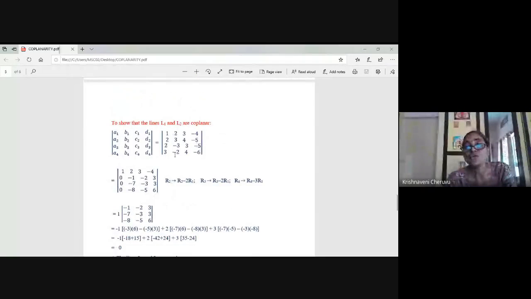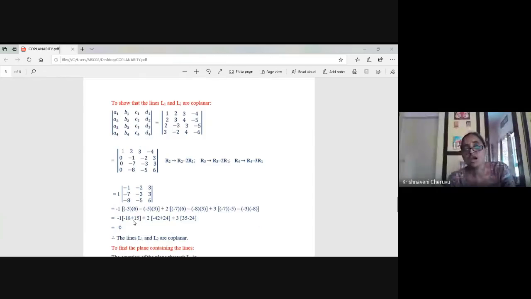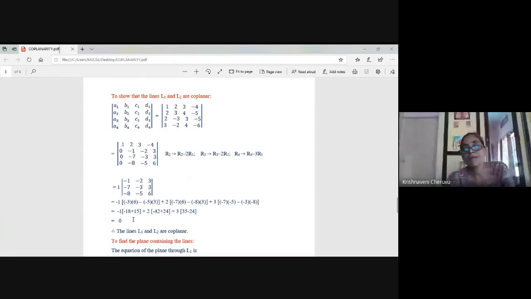Here, this being 4 by 4, we have to use the transformations so that it will be easy for us to expand this determinant. Okay. So now you are expanding the 3 by 3 matrix determinant. So minus 1, ignore the first column, first row. You write the minor. Minor means minus 3 into 6 minus 5 into 3. That's what I wrote here.